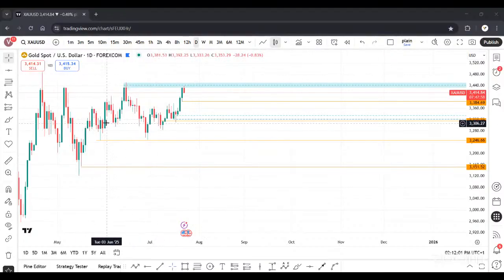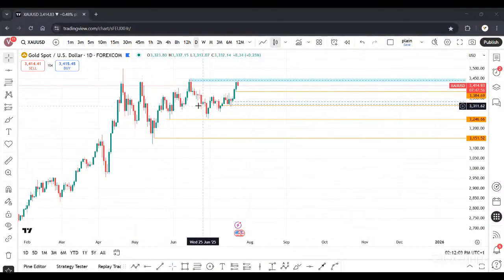Now for today, we said we're seeing gold ranging and wanted to see it sell from this region in the morning. That was what we analyzed. Nothing pretty much has changed. Gold is just playing out according to what we've analyzed.